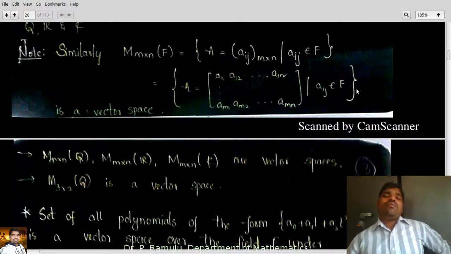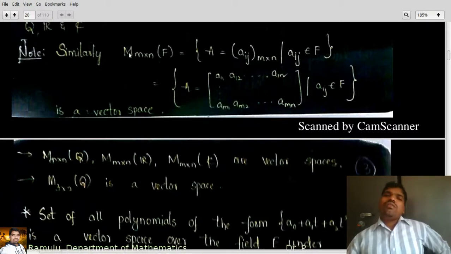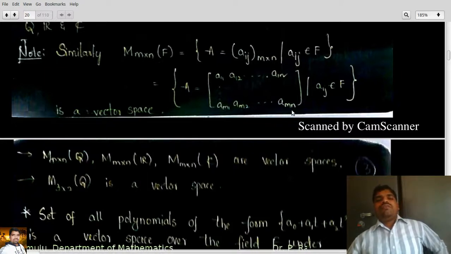So is that Aij belongs to F. So this set is also a vector space, right? Instead of M cross N, you can write N cross M also. M will be any number, that's why these are all vector spaces.